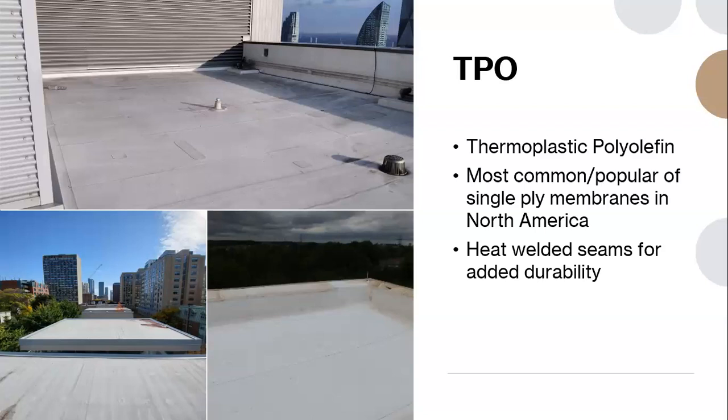Thanks, Michelle. Okay, so next up we have TPO, another single ply membrane. This is probably one of the most popular common types that we see not only in Ontario but throughout North America. Again, typically see this more often in commercial or industrial spaces. One of the nice things about TPO is that for the installation, part of the process is heat welding the seams, which can just add some added durability to the overall roof system.